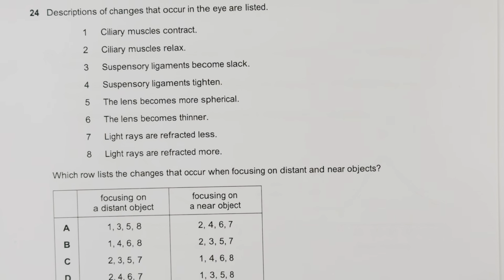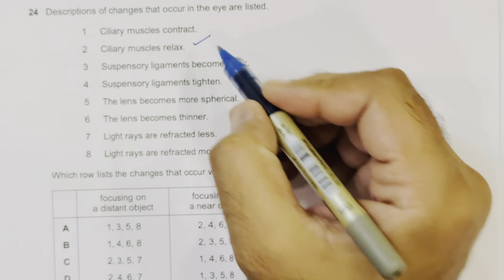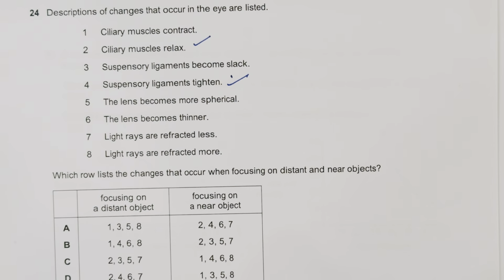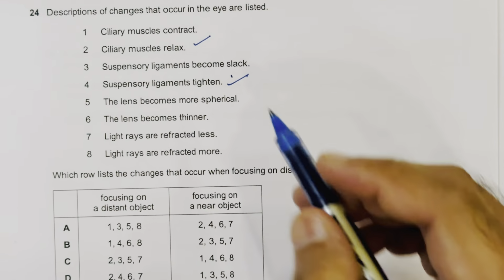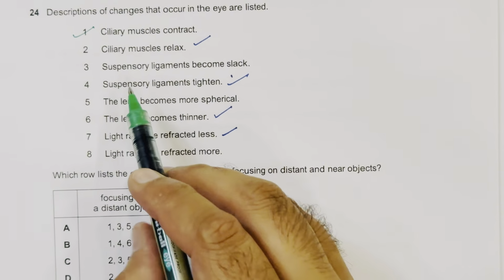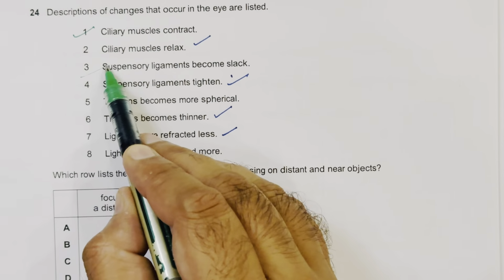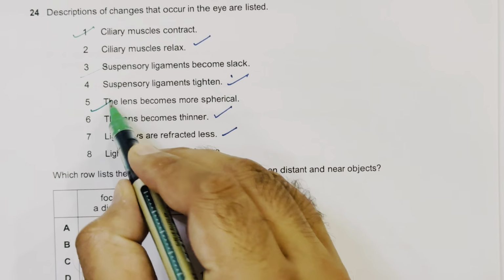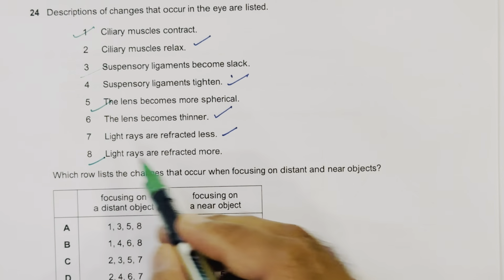So it must be that the ciliary muscle relaxes. Okay, suspensory ligaments tighten, and the lens becomes thinner, and the light rays are refracted less. And for focusing on a near object, it should be ciliary muscles contract, suspensory ligaments become slack, and the lens becomes more spherical, and light rays are refracted more.